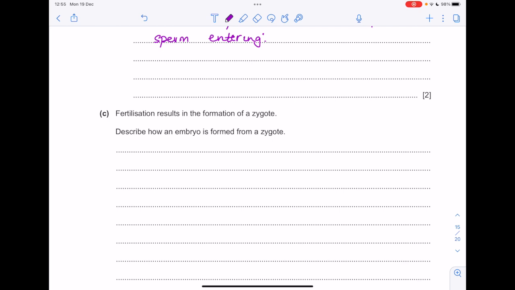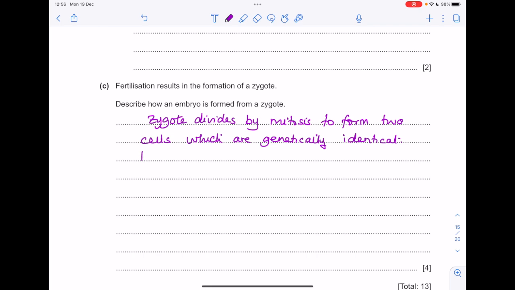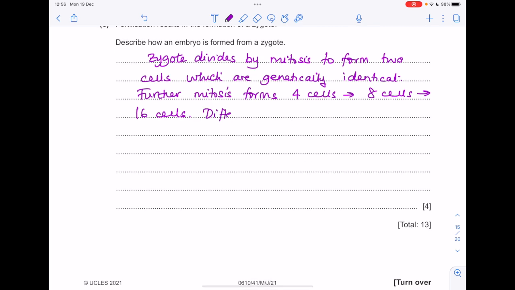Fertilization results in the formation of a zygote. Describe how an embryo is formed from a zygote. So the zygote divides by mitosis, which is another type of cell division, to form two cells which are genetically identical. Further mitosis forms 4 cells, 8 cells, 16 cells, so we can see how our embryo is being built up. And then differentiation occurs of the stem cells to form lots of different cell types.